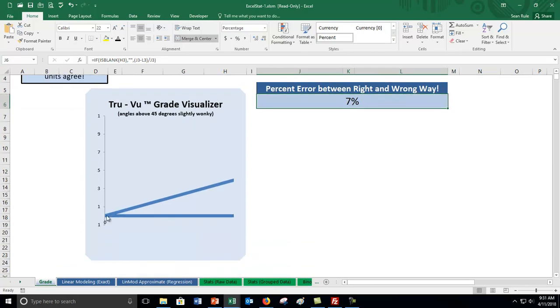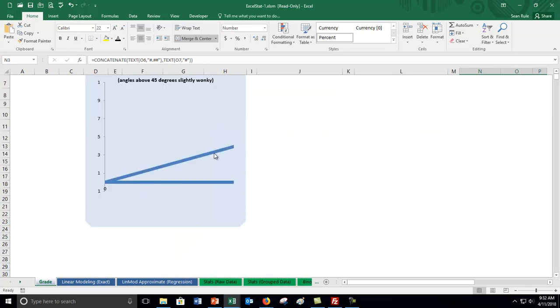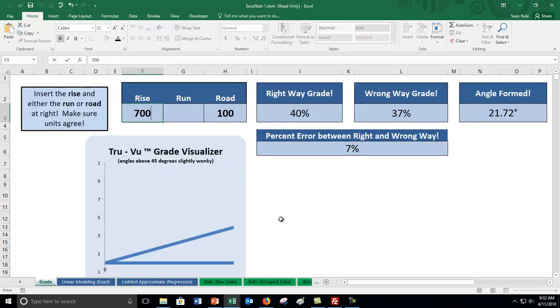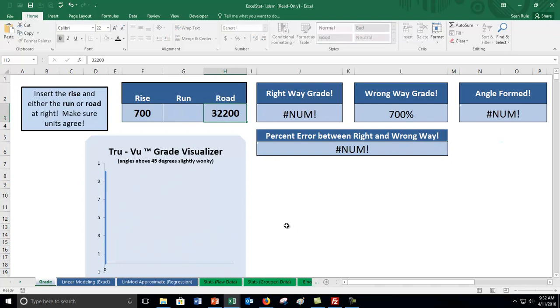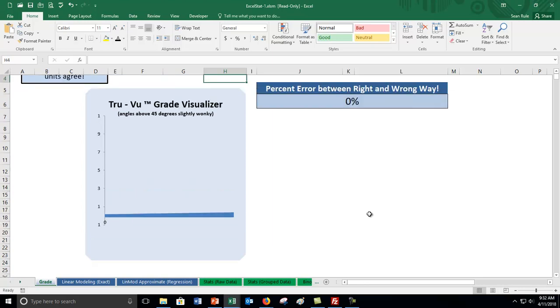The reason for that can be seen by this little image down here, which is my TrueView grade visualizer. When you have a steep angle, like 22 degrees, the road is becoming a very different length than the run. Remember what it looked like on my commute when it was 700 feet over 32,200? You can't even tell the difference between the road and the run. The road has to be longer, but it's not meaningfully longer.